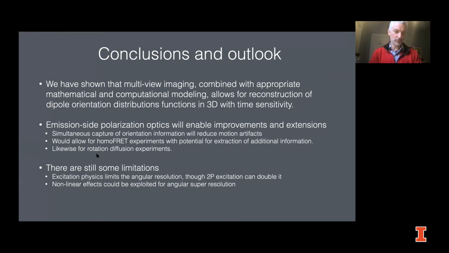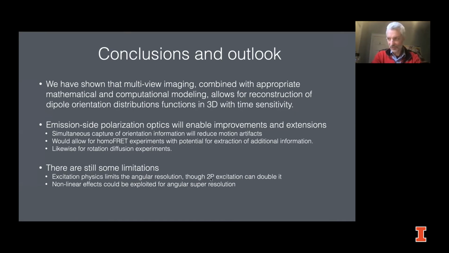There are still some limitations. The angular band limit, the reason we only go so far up in the table of spherical harmonics, is fundamentally limited by the physics of excitation. There's a cosine factor from that dot product I mentioned earlier, and that gets squared when we excite. And that limits how high of an angular probe you can have.